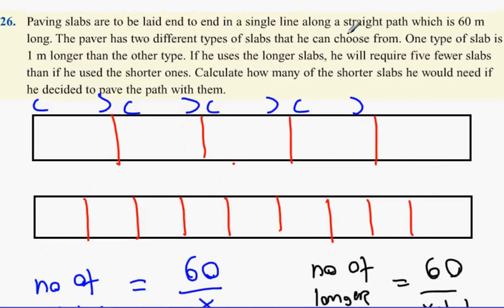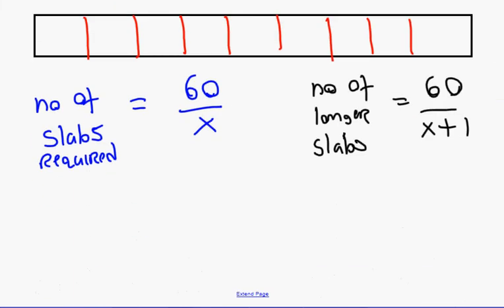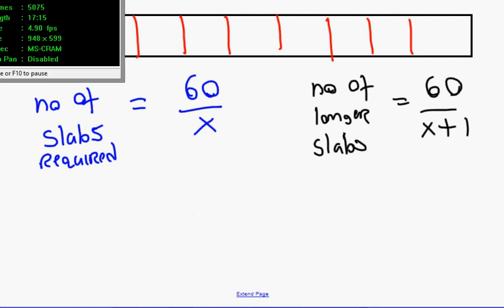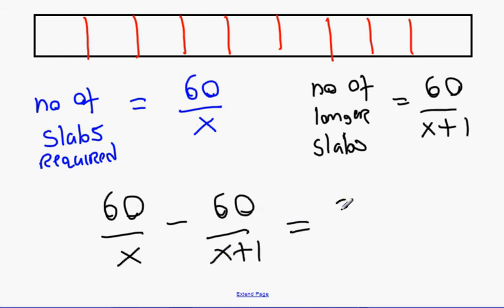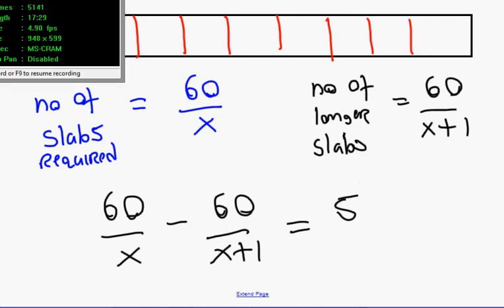Okay? So, one type of slab is one longer than the other type. If you use the longer slabs, 5 fewer. Okay, so 5 fewer. So the formula will be, can anybody tell me how to form it? So this one here is going to be 60 over X minus 60 over X plus 1 equals 5. Okay, that's your formula.